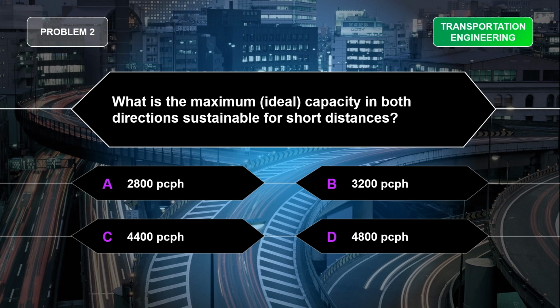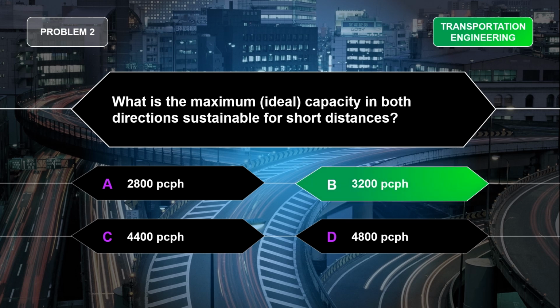Problem number 2. What is the maximum ideal capacity in both directions sustainable for short distances? A. 2,800 passenger cars per hour. B. 3,200 passenger cars per hour. C. 4,400 passenger cars per hour. D. 4,800 passenger cars per hour. The correct answer is letter B. 3,200 passenger cars per hour.